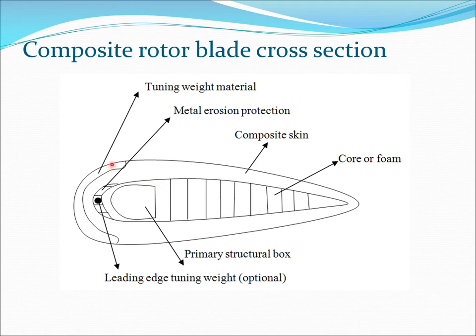Now you may have some tuning weight material placed here and a certain amount of material to prevent erosion because of the wind coming from the front. If you are serving in many different situations, you have sand and dust and so on, and there may be corrosion because of that. So some kind of metallic cover may be used here. You also have these tuning masses, because from the dynamics perspective, there should be a certain weight of the helicopter blade. When you are using composites, the weight may be very low, and therefore you may need to use some kind of tuning material or masses so that the weight is reasonably good, and the frequencies are all in the range which they should be in.